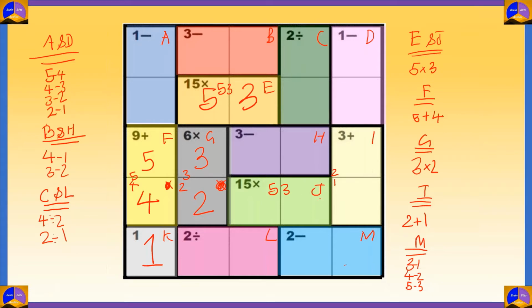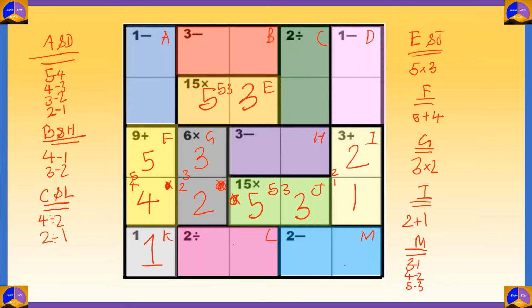Now let's again look at cage J. 3 can't come over here because then it would repeat 3 in the same column. So here 5 will go and 3 will go. Now let's look at the same row. 4, 2, 3, 4 and 5 are filled out in the row, so the remaining number is 1. And in cage I the remaining number is 2.